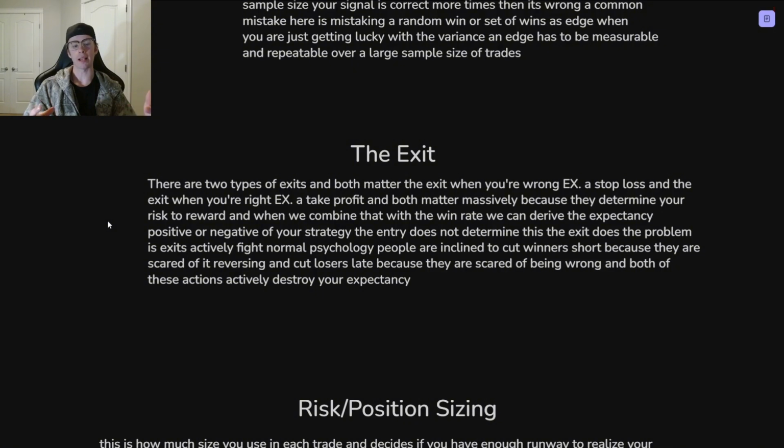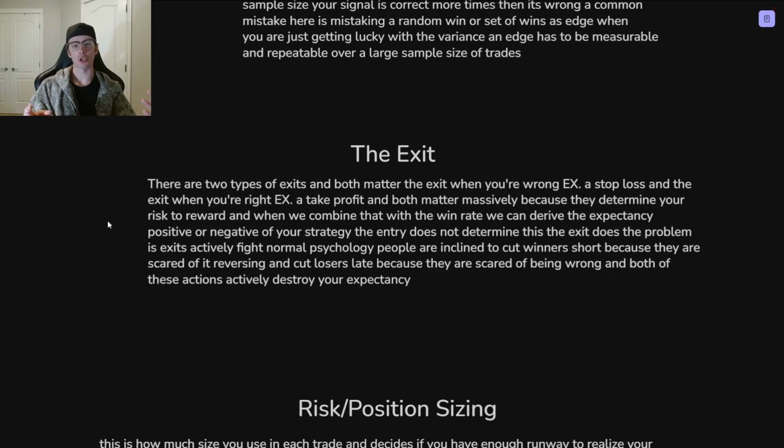The problem with an exit is it actively fights your normal psychology. People are inclined to cut their winners short because they're in profit and they're scared of it reversing and hitting their stop loss, and then they cut their losers late because they don't want to be wrong. And both of these actions actively destroy your expectancy, right? I think we've all done that. You've been in a losing trade and you held it way longer than you should have because you were scared to be wrong and scared to lose, and you were hoping that it would reverse.